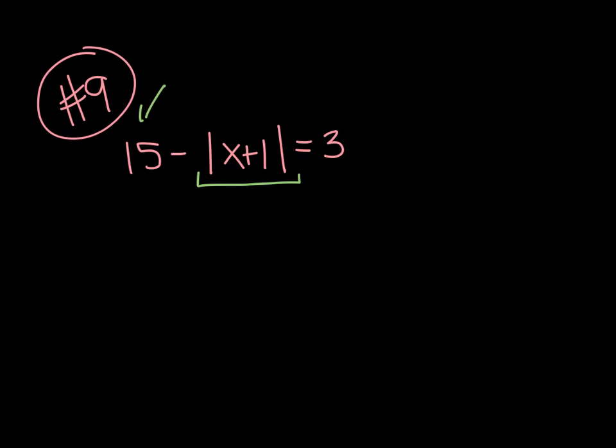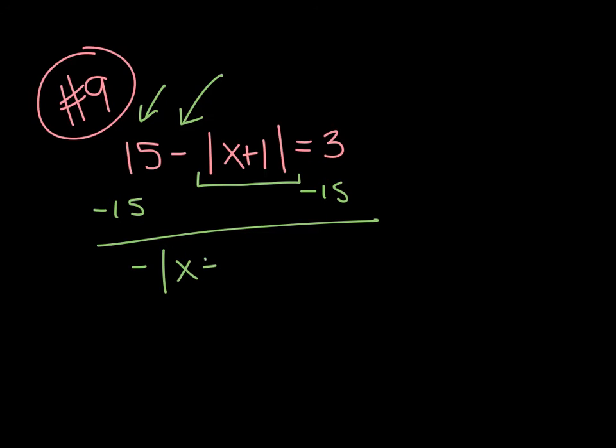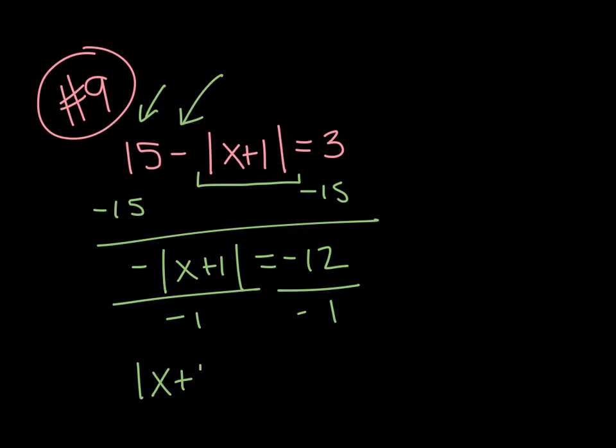So we need to get rid of the 15 and the negative. So let's get rid of the 15 first. So subtract 15 on both sides. That negative stays there for right now. 3 minus 15 is negative 12. Divide by your negative. And now it becomes the absolute value of x plus 1 equals positive 12.